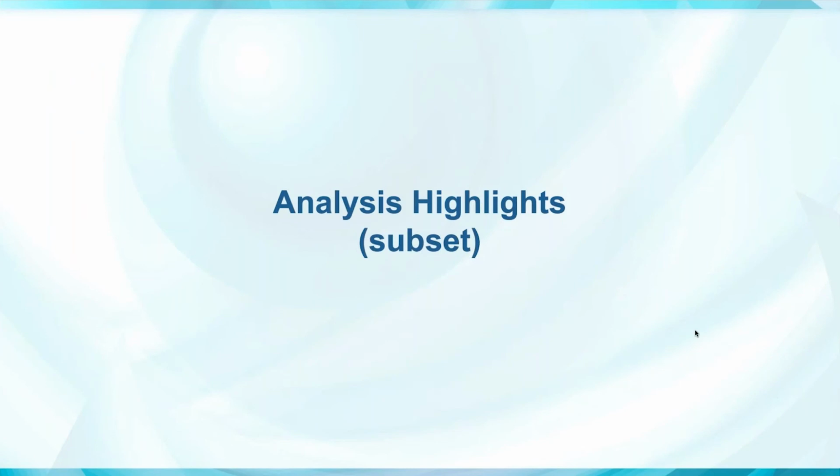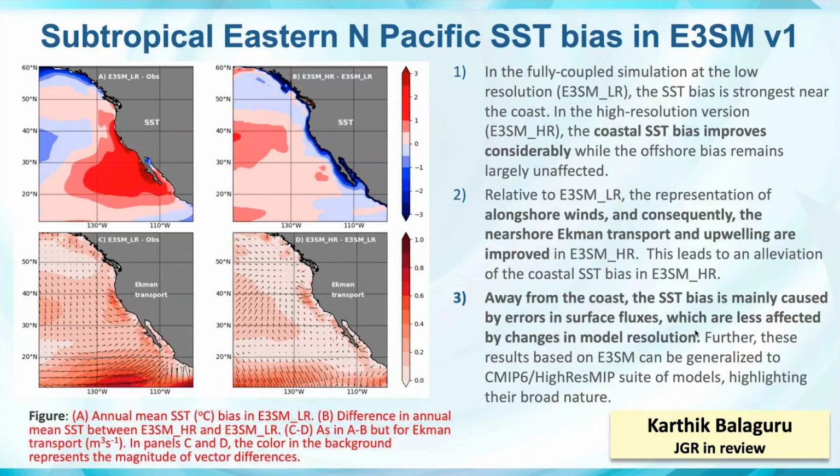All right, so most of it was about V2. Let me just show you a few highlights of ongoing analysis on V1. This is just selected, this is not everything that is going on in the water cycle, but only two highlights to finish my talk. This is work by Kartik Balaguru, and this is under review in JGR. This is comparing low-res versus high-res V1, and the coastal SST bias over the East and North Pacific improved considerably in high-res, which is a positive sign for the RRM as well.